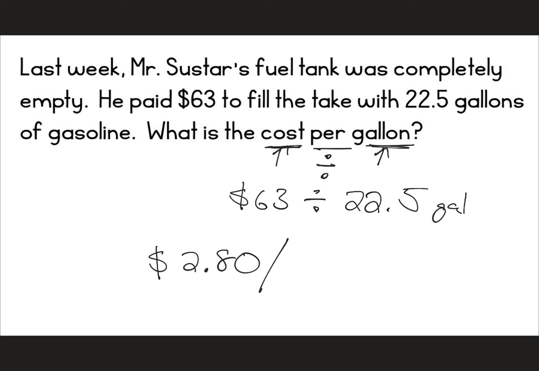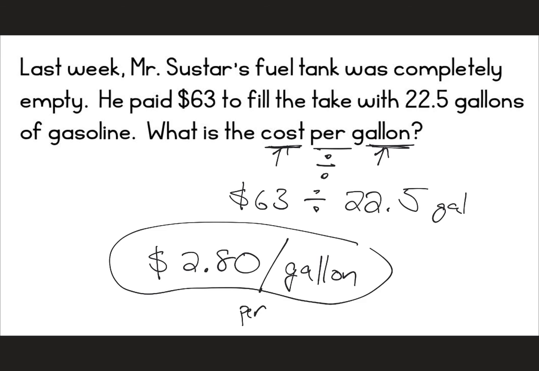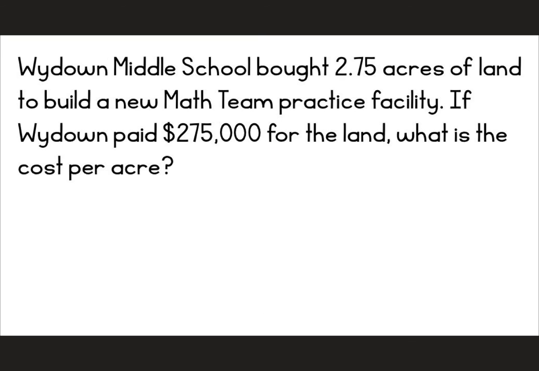$2.80 per, and we use a slash. Remember that slash means per. Per what? Gallon. Per 1 gallon. And we don't have to write 1, we can just write gallon. So the gas was $2.80 per gallon.